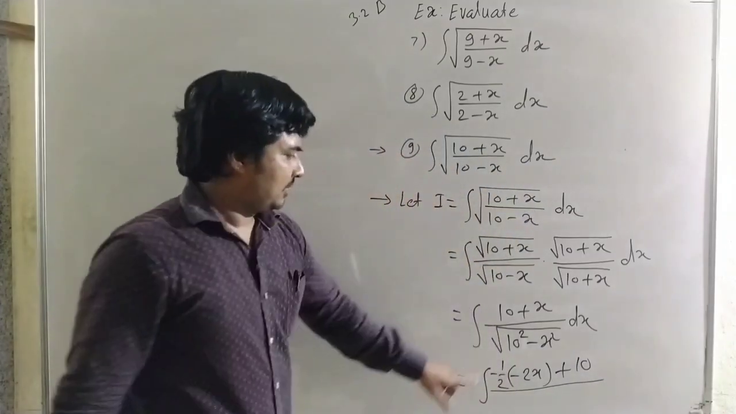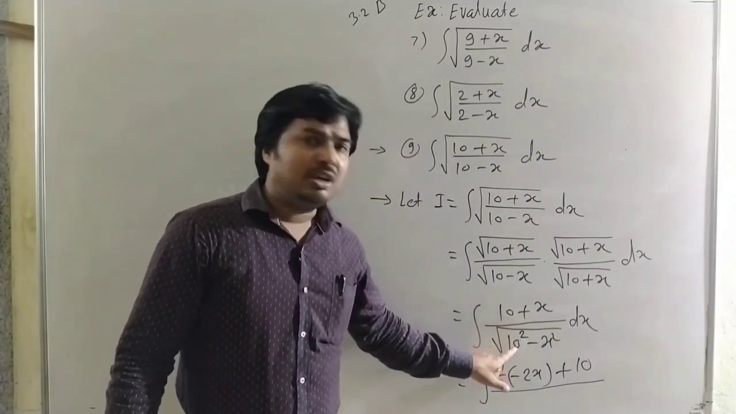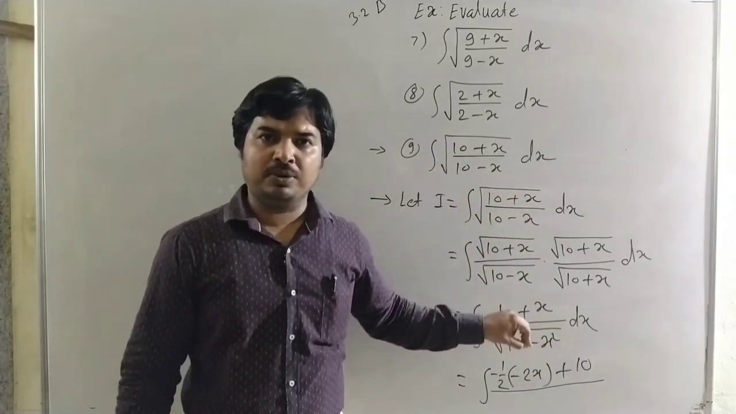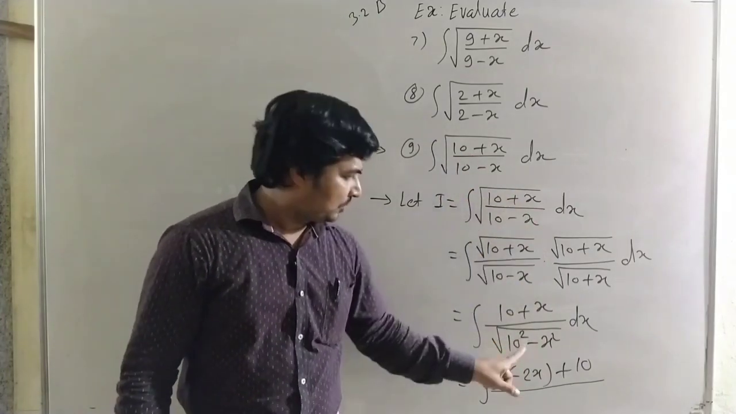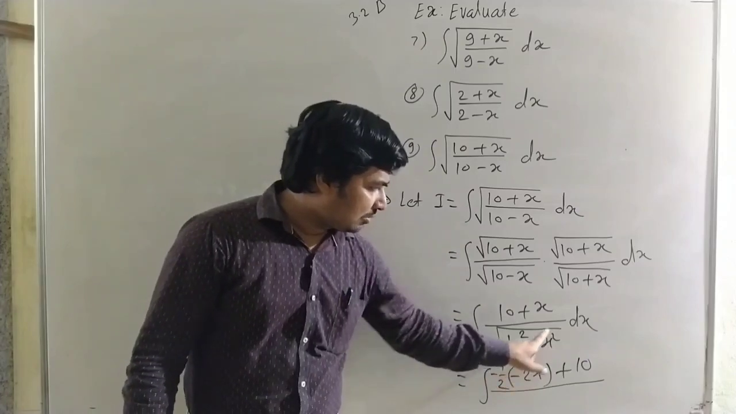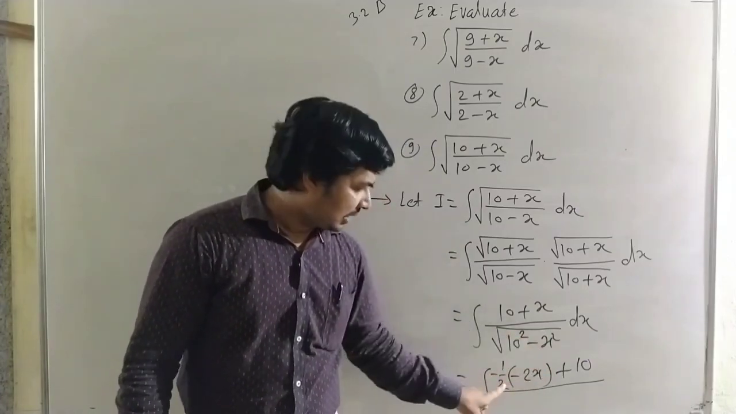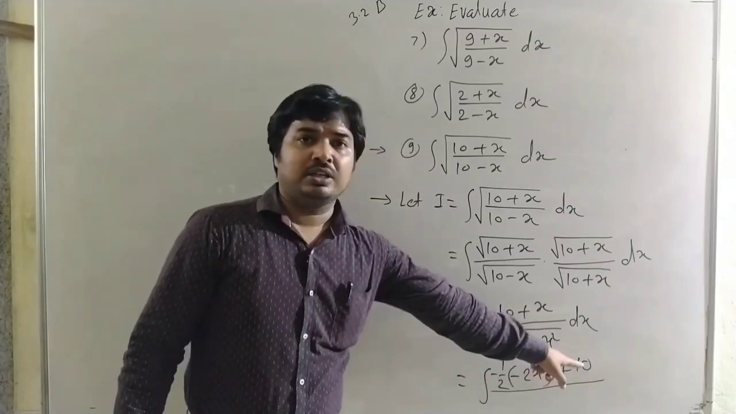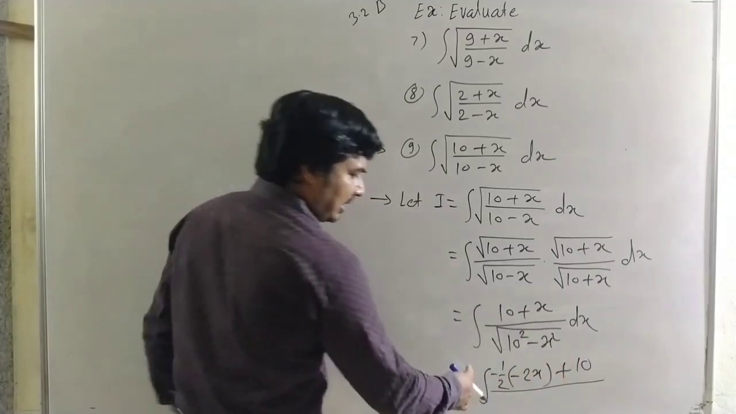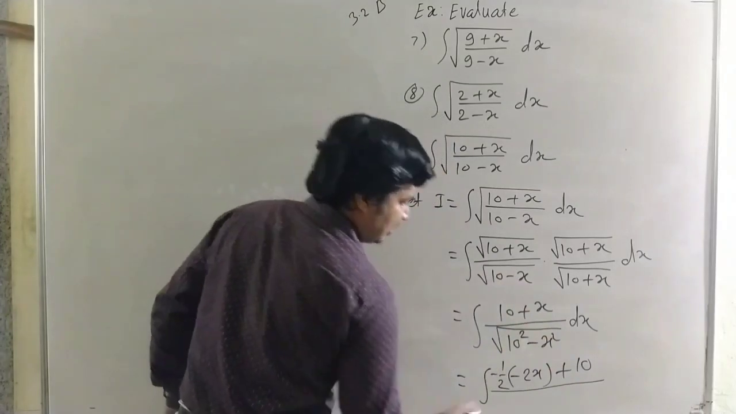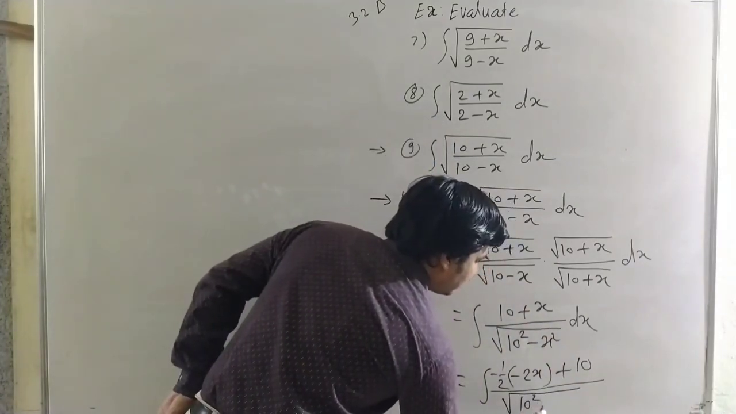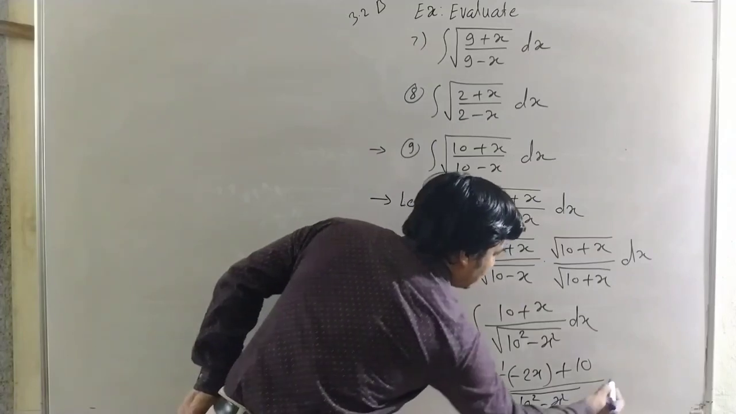Here it is a linear function upon under root quadratic function. We can adjust the derivative of the quadratic function in the linear function, and the derivative is minus 2x. We adjust it with minus 1 by 2, and plus 10 stays as it is. Then the calculation gives 10 plus x in the numerator, and in the denominator the same term, under root 10 square minus x square dx.